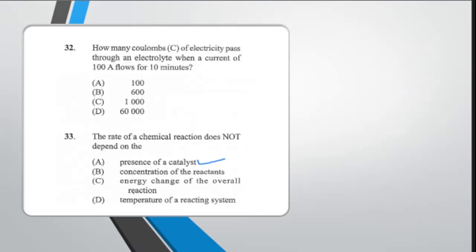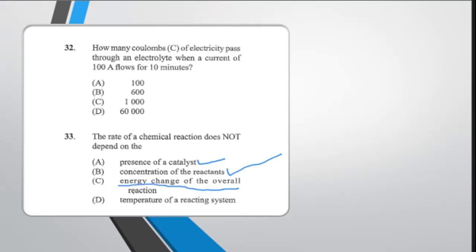The concentration of the reactants. The more reactants we have, the faster the reaction could take place and the longer the reaction could run for. So yes, the concentration of the reactants will determine how fast the reaction takes place. Okay. The energy change of the overall reaction. Now, energy can neither be created nor destroyed.